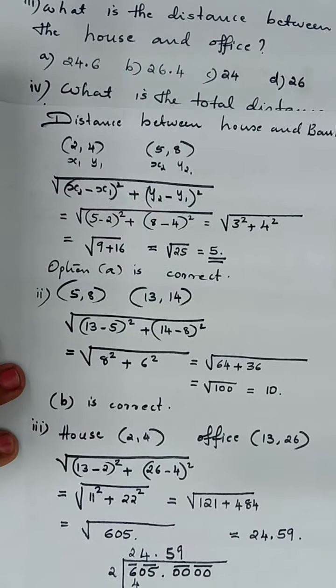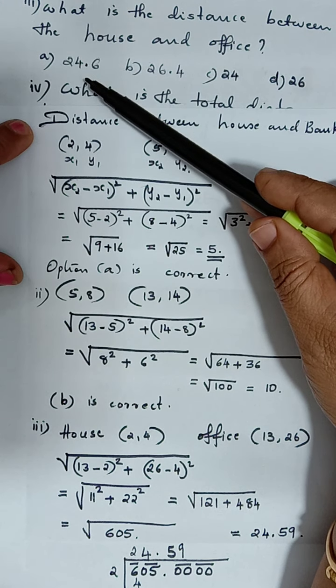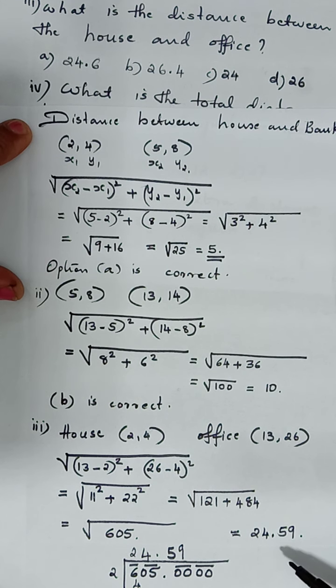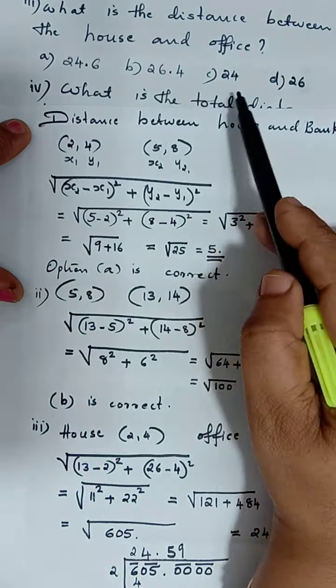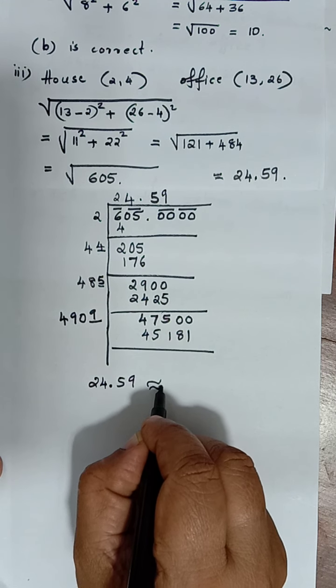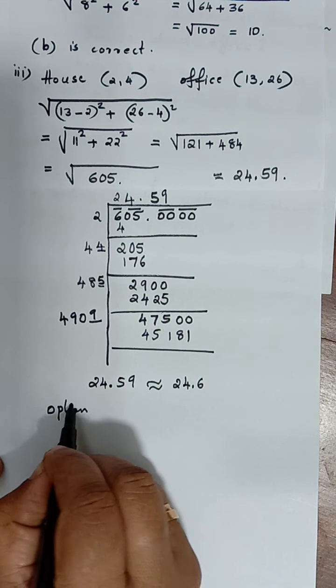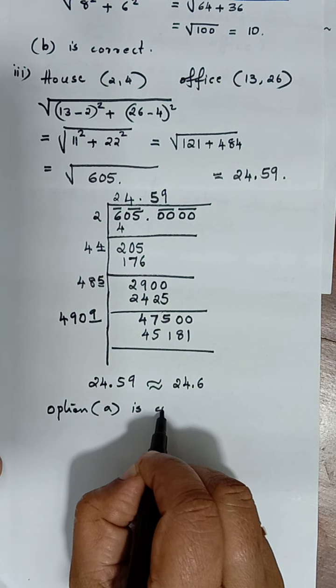That is question number 3's answer. We can see 24.59 is around 24.6. When we round 24.59, since it is more than 5, we add 1 to the neighboring number. Since it is 9, we are adding 1 with this. So 24.6 we are getting, that is the closest answer. So 24.6 is option A. So we can write it as 24.59 is approximately equal to 24.6. Therefore, option A is correct.